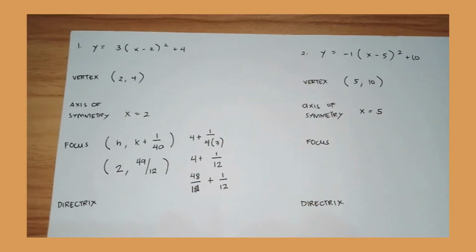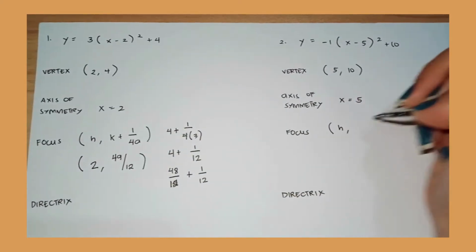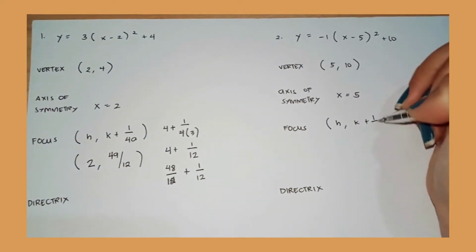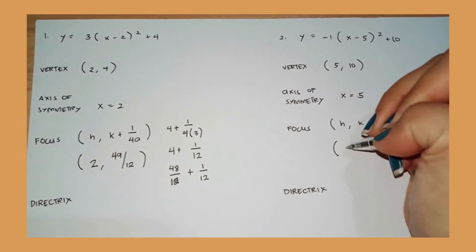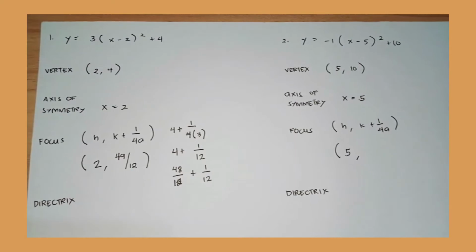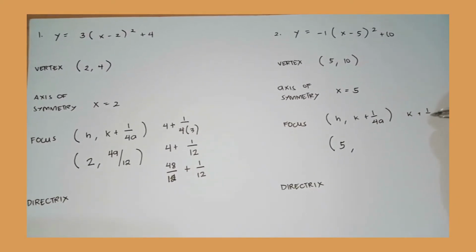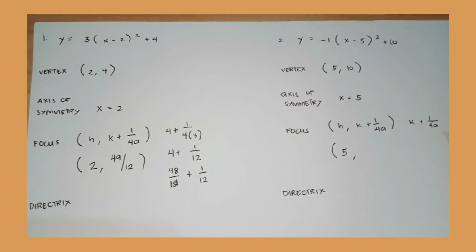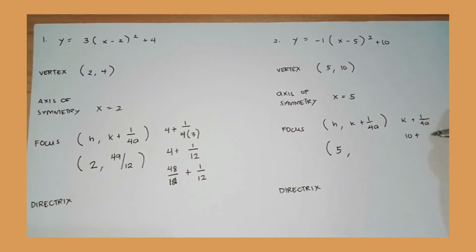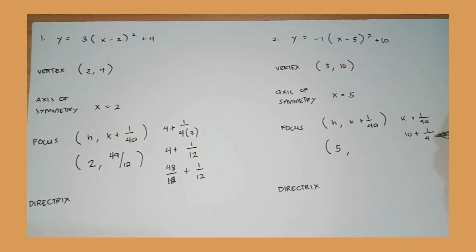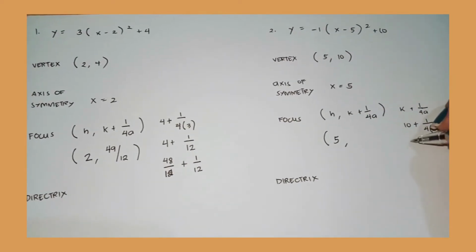Number 2, let's solve for the focus. Same formula we have, (h, k plus 1 over 4a). Yung h natin dito ay 5. So, copy 5 and then solve for k plus 1 over 4a. Yung k natin ay 10 plus 1 over 4. A natin is negative 1. Ayun siya, a. So, isosolve lang natin.